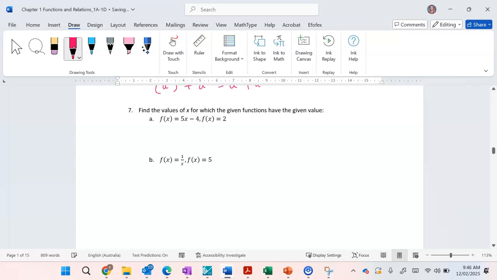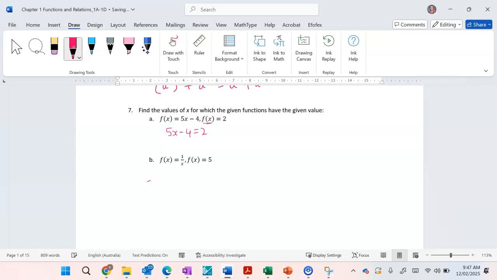All right, find the values of x for which the given functions have the given value. So this time we just do it the other way around. So we're given the value of f of x. Remember, it's the same as y. So we can say 5x minus 4 is equal to 2, and solve for x. And then, what have I got here? f of x equals 1 over x, and f of x equals 5. So I think 2 separate questions here.